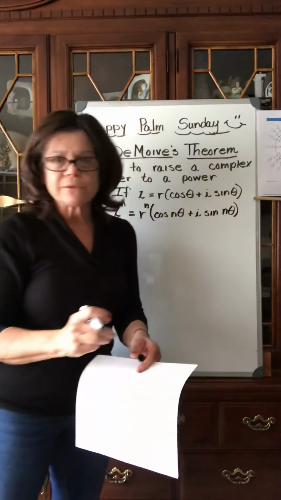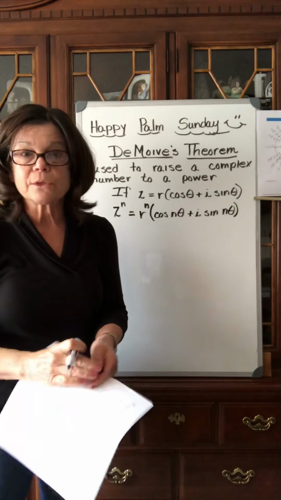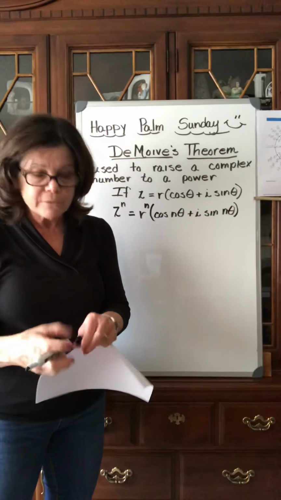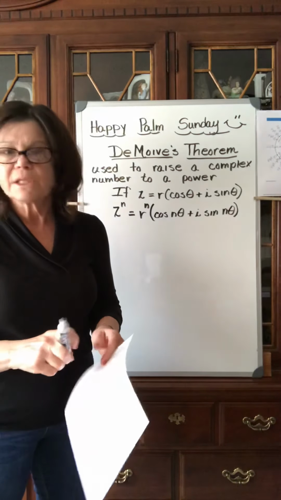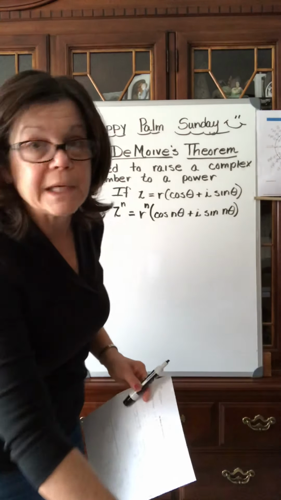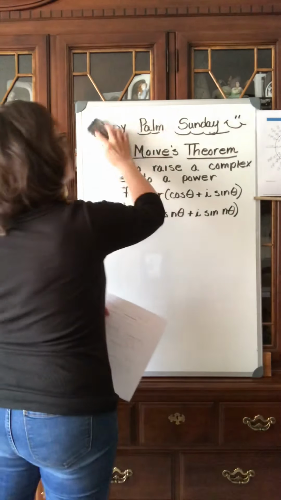I don't think this is very difficult to do. If you've understood the notes so far on trig form of a complex number, product and quotient of trig form of a complex number, DeMoivre's theorem is not any more difficult than that. All right, so let's get into some examples.